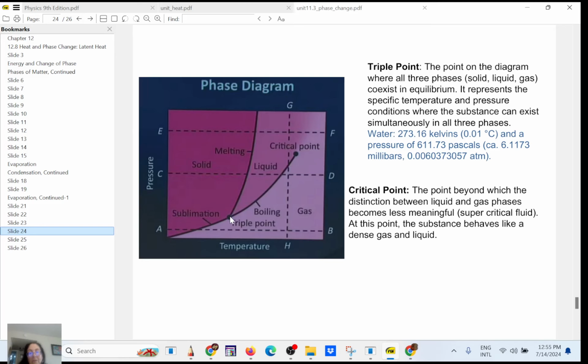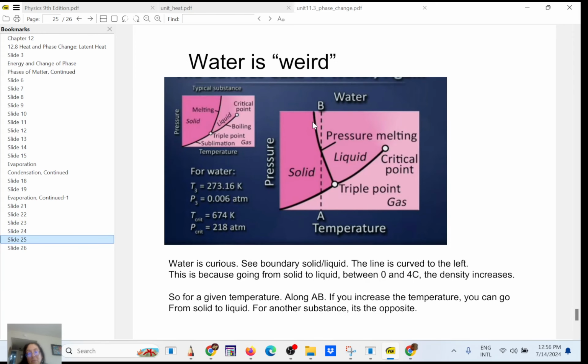And then you have another interesting point here, which is called the triple point. So in that case, the substance is in equilibrium in three phases, right? You have the solid state, liquid state, and gaseous state at the same time. So for water, it will happen at about 0 degrees Celsius, but at a pressure less than the atmospheric pressure. Okay, so water is very special.